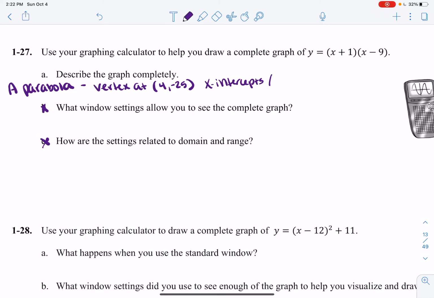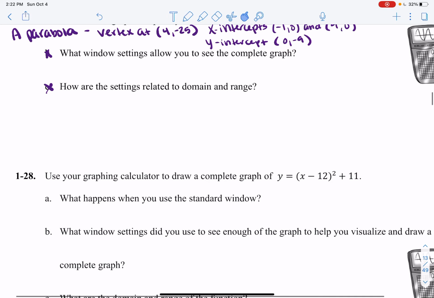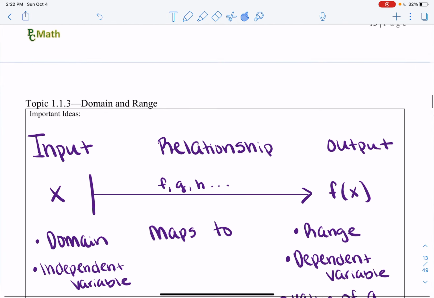We've got (-1, 0) and (9, 0). And we have a y-intercept at (0, -9). So, I mean, maybe there's more things we could talk about, but I think that's fine. I'm pretty happy with that description. And we will talk more about window settings and relation to domain and range at some point, but just not right now. All right, so now let's go to that next page.